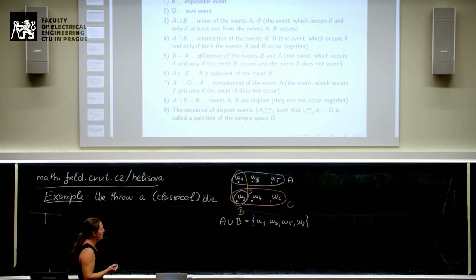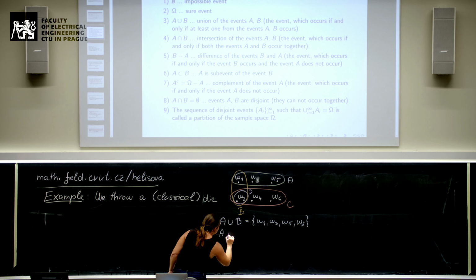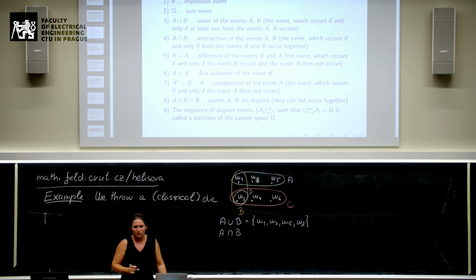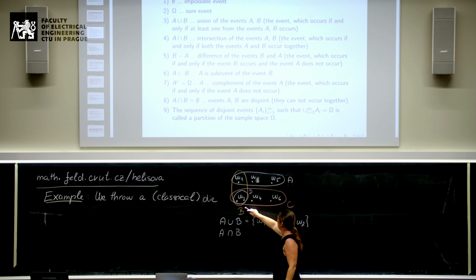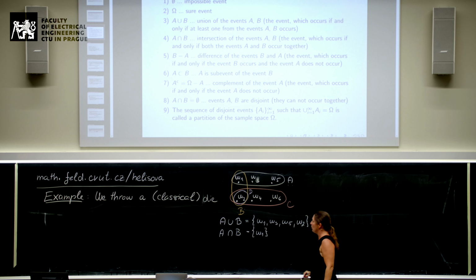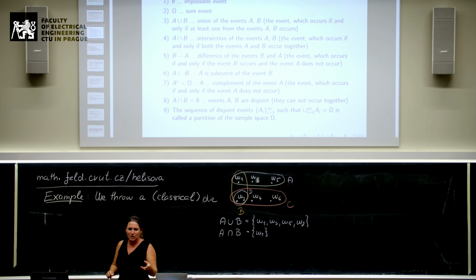Analogously, we can consider the intersection. The intersection of A and B is the intersection of the sets A and B. A and B have the intersection consisting of only one element, omega 1, and it means, in fact, that it is the element belonging both to A and B. In probability terminology, it means that both A and B occur. So there must occur both the events A and B together.